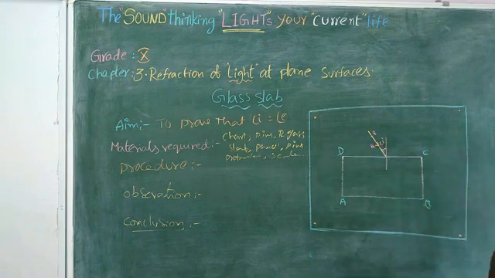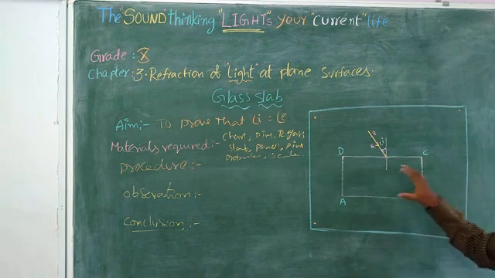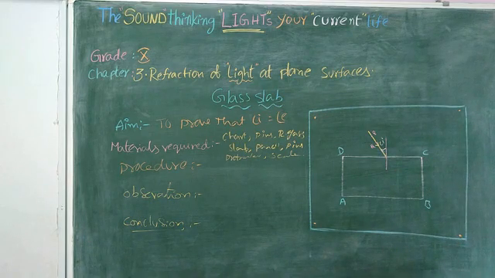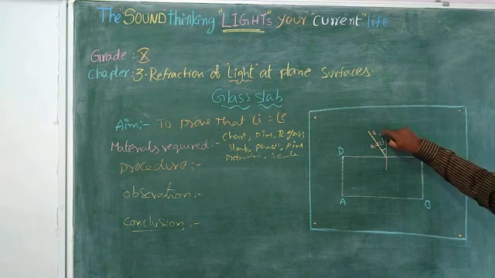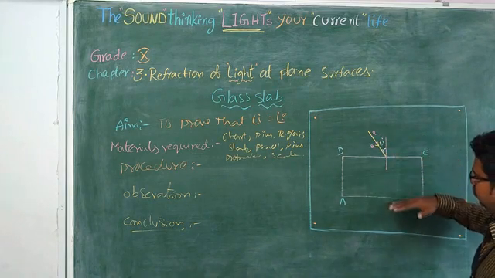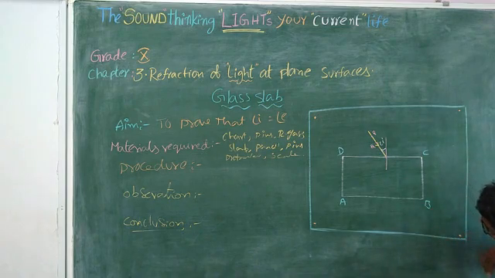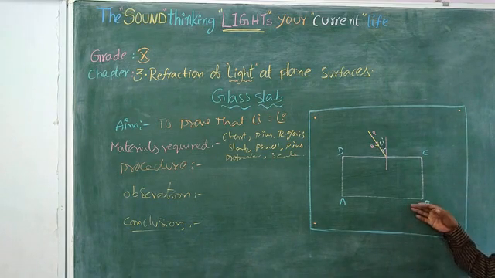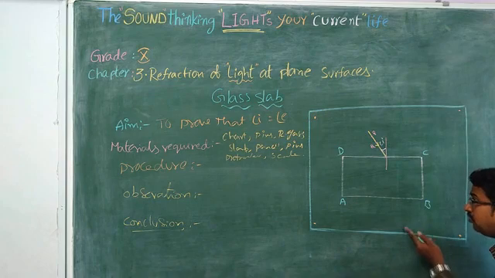as P and Q. These are the two pins. Now, what is there in this ABCD? The glass slab is there. Now we have to observe the images from the other side of the glass slab. From this side we have to observe the images of P and Q.